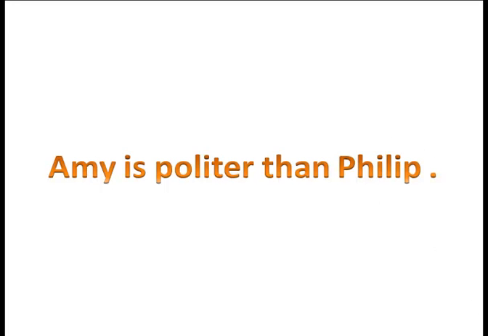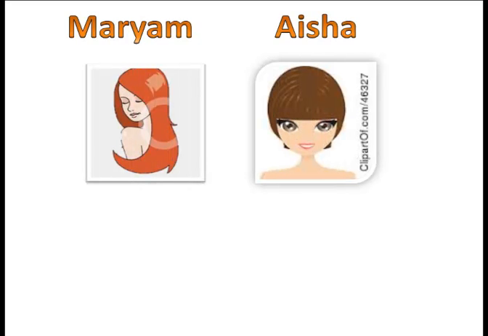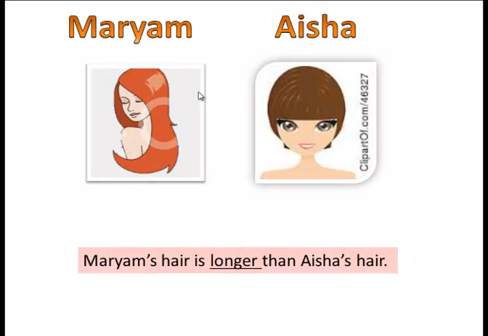Let me show another example. If we compare Maryam's hair and Aisha's hair, looking here, Maryam has long hair, Aisha has short hair. So what will you say? Maryam's hair, subject 1, is, verb to be, longer. It comes from the word long, and we added ER because it's one syllable, and then "than" Aisha's hair. So generally, when you put a comparative form, you must focus on the syllables of the adjective before you change it and put the form.